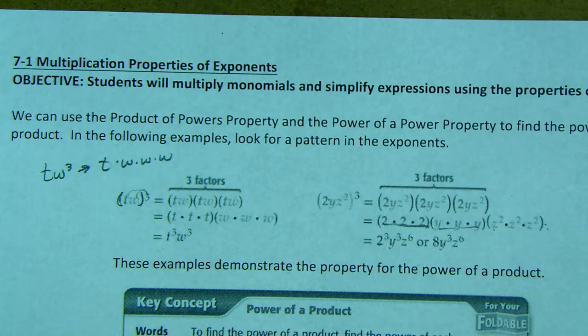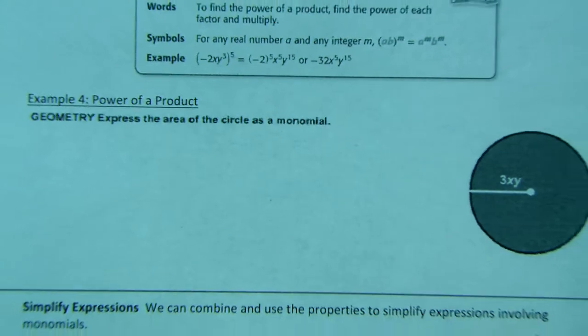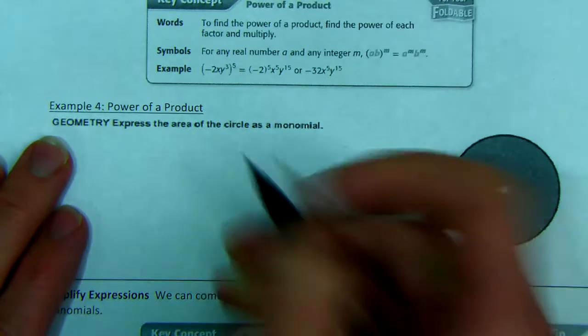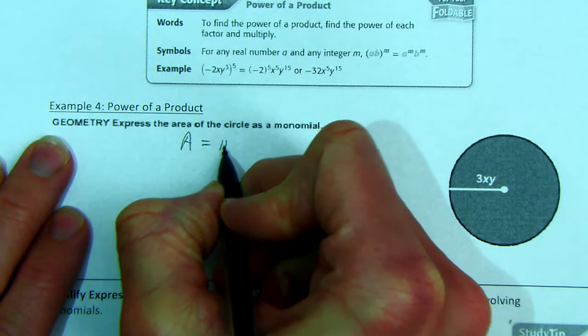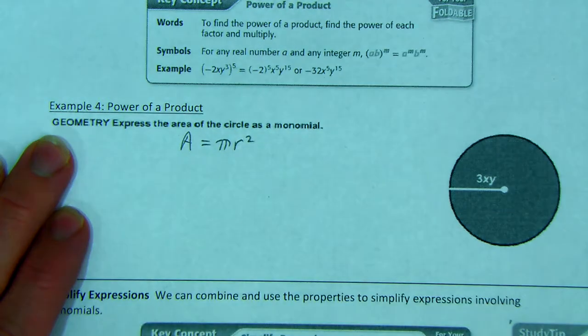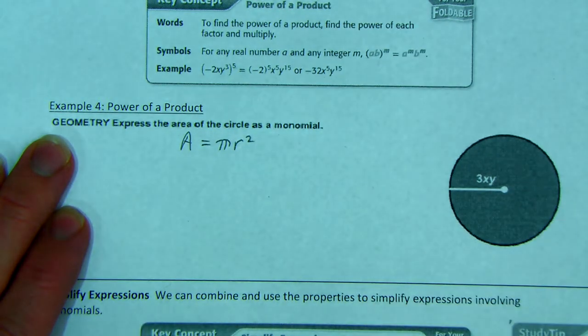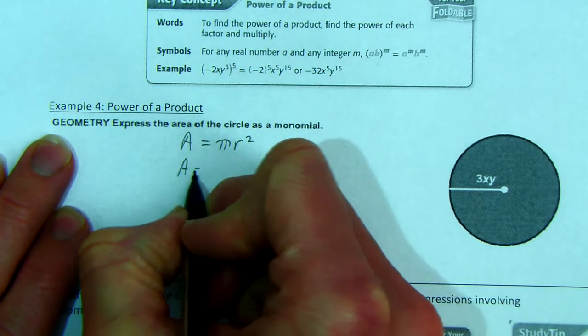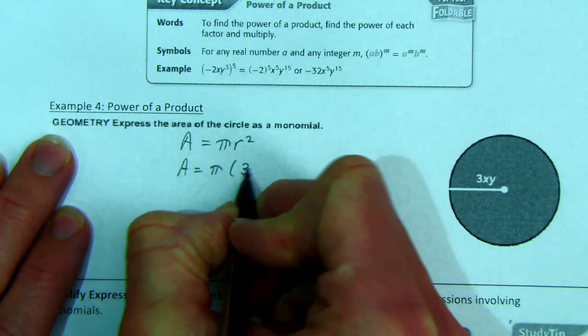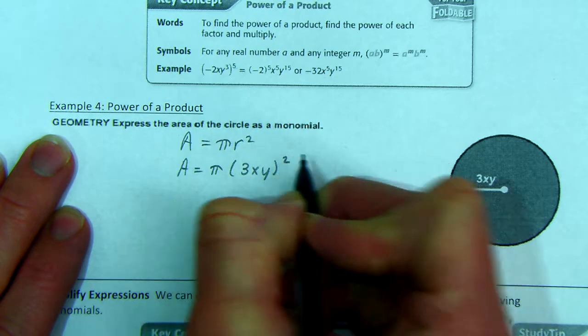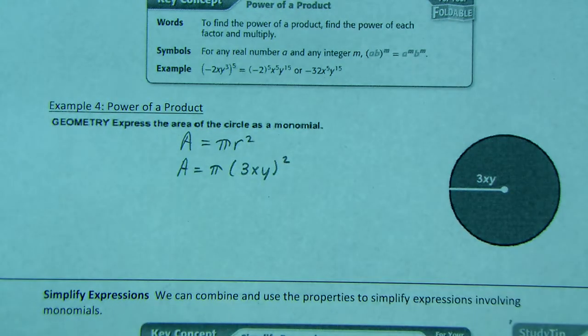So let's do some of these word problems here. We've got power of a product, geometry. We want to find the area of a circle. Remember, the area of a circle is pi times the radius squared. Okay, well the radius here is 3xy. So our area is going to be pi times 3xy squared. Notice all 3 of those, the 3, the x, and the y are in those parentheses.